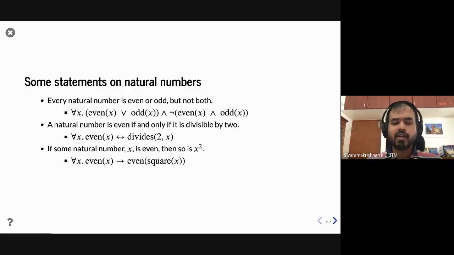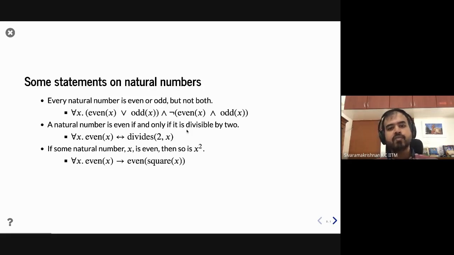Okay, what is the use of all of this? You can write some statements about natural numbers. Every natural number is even or odd, but not both. So this is a fact. How do we write it formally? We say that for all x, even of x or odd of x, and negation of even of x and odd of x. So it cannot be the case that both of these facts hold at the same time, but one of these holds.